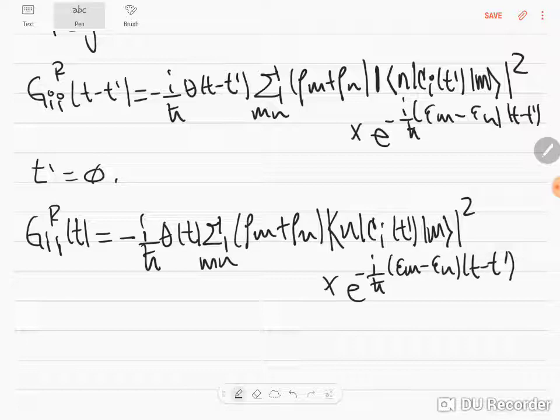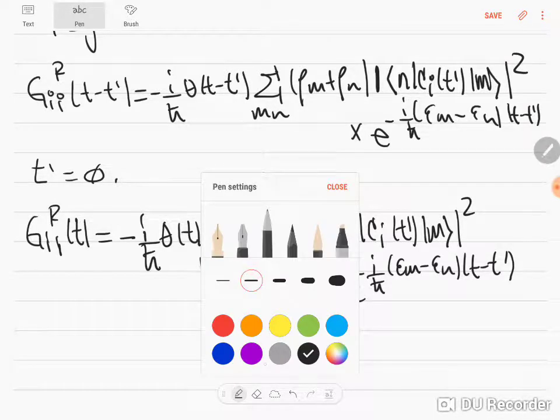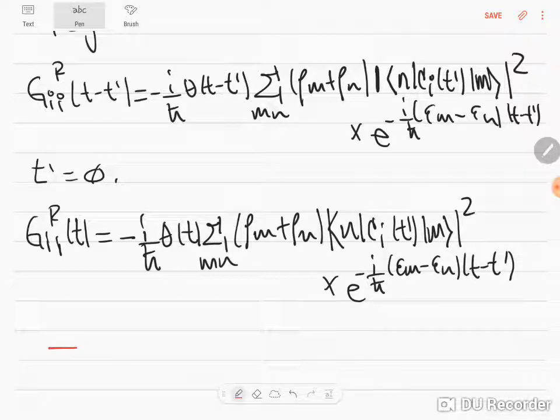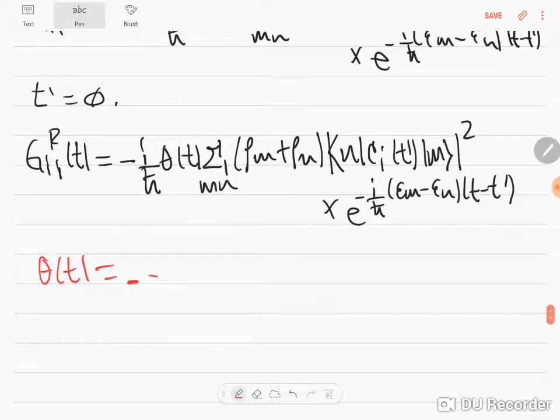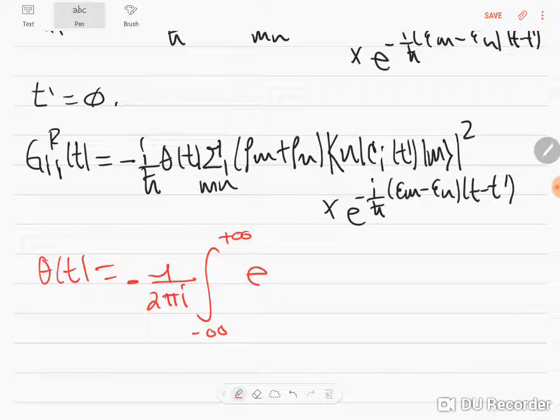Okay, so what we're going to do now, in order to achieve a spectral representation, is express theta of t. Let me write it in red. We're going to express theta of t using its Fourier representation, which is minus 1 over 2 pi i, integral from minus infinity to plus infinity of e to the minus i omega t, d omega divided by omega plus i eta.